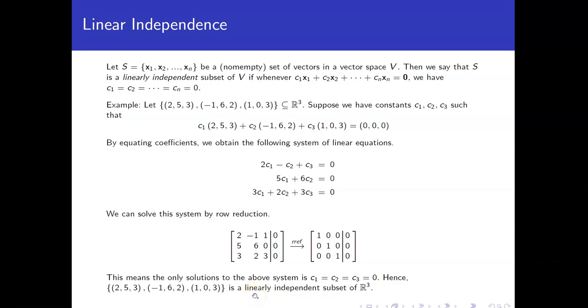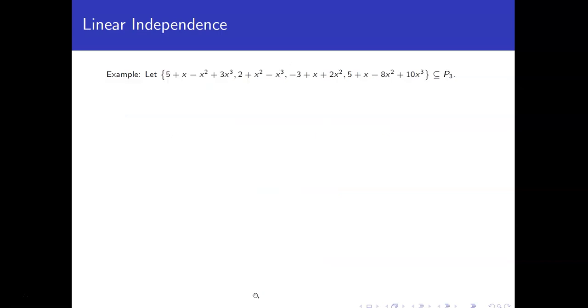Let's do another example from a different vector space. It's not just one of our Euclidean vector spaces. Let's say we have a set of these four polynomials from P3. We've got the polynomials 5 plus x minus x squared plus 3x cubed, 2 plus x squared minus x cubed, -3 plus x plus 2x squared, and then 5 plus x minus 8x squared plus 10x cubed. So we have a set of four polynomials from P3.